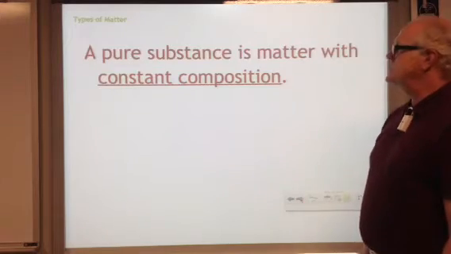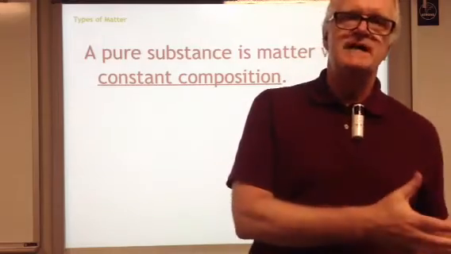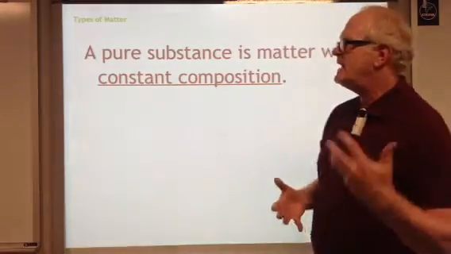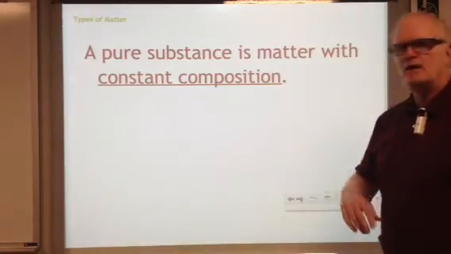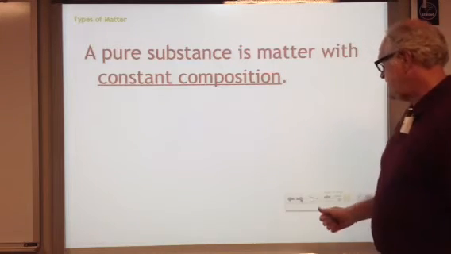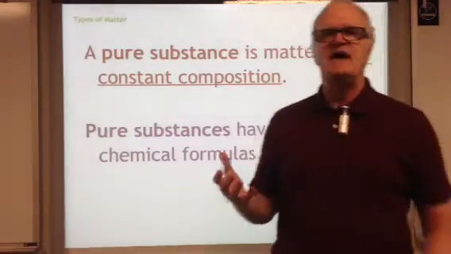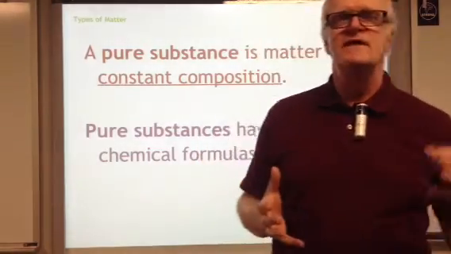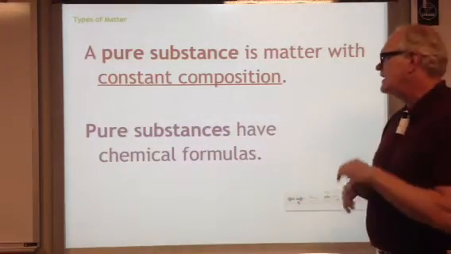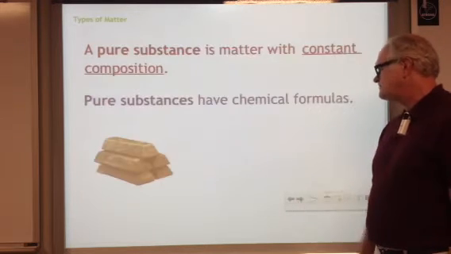So a pure substance is matter that has constant composition. That means if I have a sample of matter and you have a sample of the same type of matter, it has the same chemical composition. No matter if we have a little sample or a big sample, your sample or my sample has the same composition. Another way to say this is that pure substances have definite chemical formulas that don't change with the size of the sample or where the sample is. The composition of a pure substance is the same.